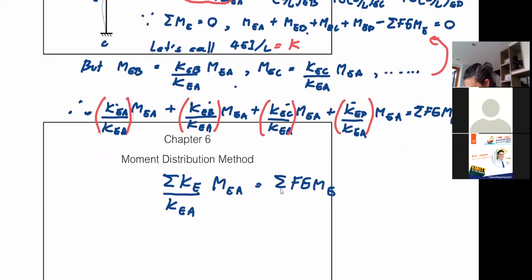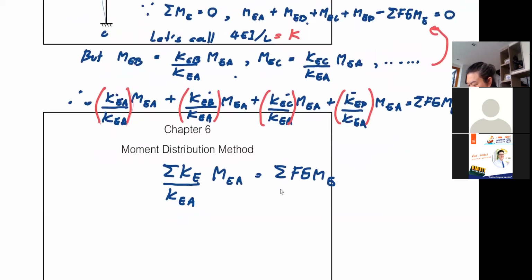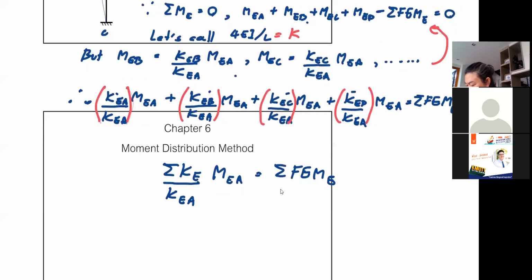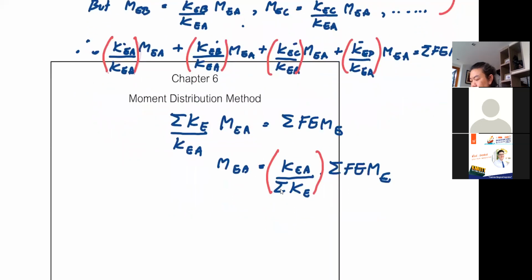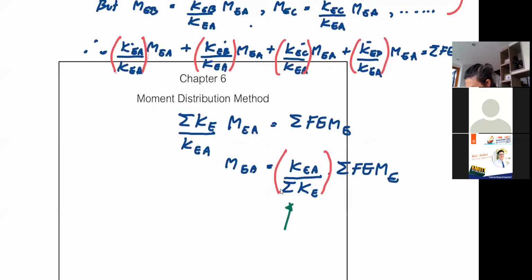So now I know that my MEA is simply KEA divided by the summation of the stiffness at joint E, multiplied by sigma fixed end moment at E. Okay, so that, ladies and gentlemen, is how we can tell how much member EA will contribute to resisting the fixed end moment. This is our distribution factor, or DF.